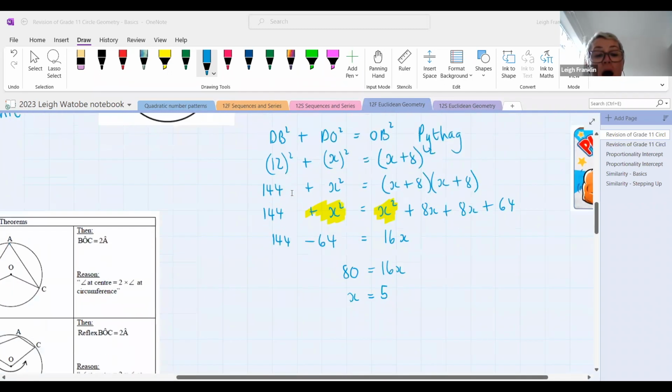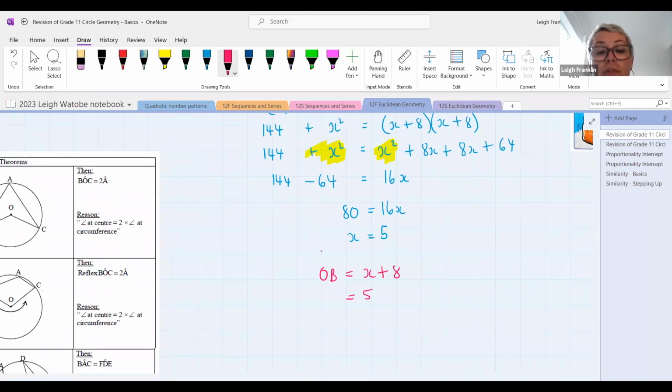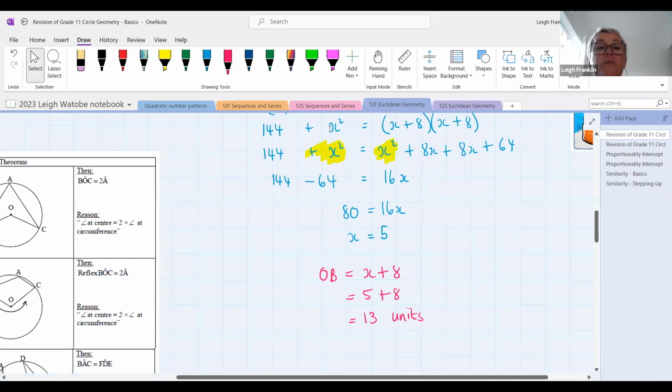So now that I know what x is, I've got to go back and sub it in. In other words, I know that OB was equal to x plus 8. We've worked out that x is 5. So that means that OB is 13 units in length. And if you just wrote 13, that would be absolutely perfect. Okay, that's it.